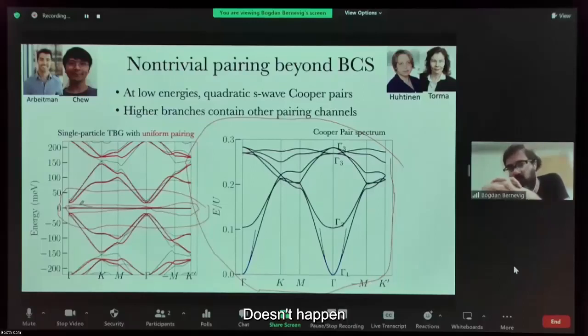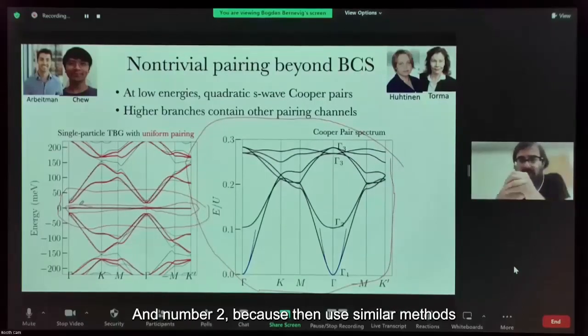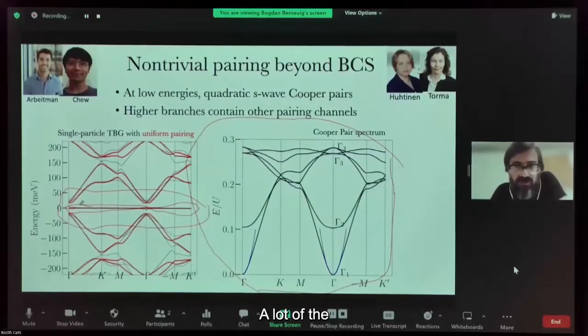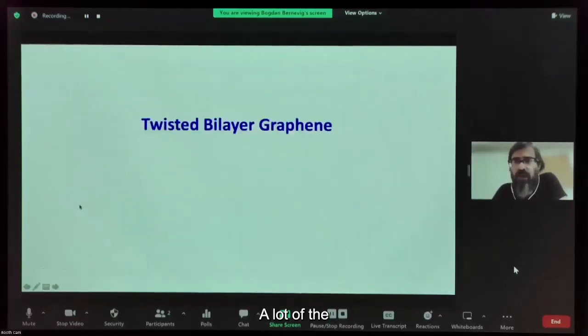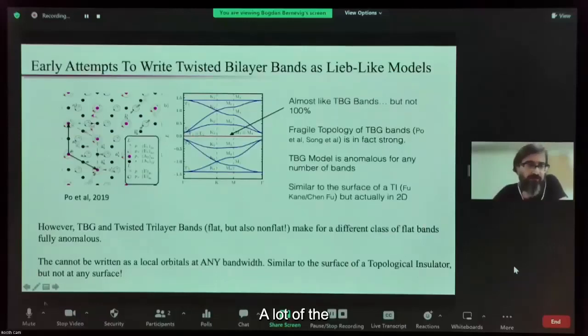And number two, even though the uniform pairing condition is not satisfied, even in the models where you break some symmetries in the twisted bilayer, you can still use similar methods to obtain the spectrum. And a lot of the things that we've learned so far will be shown in twisted bilayer also. Okay, so let's go to twisted bilayer graphene.